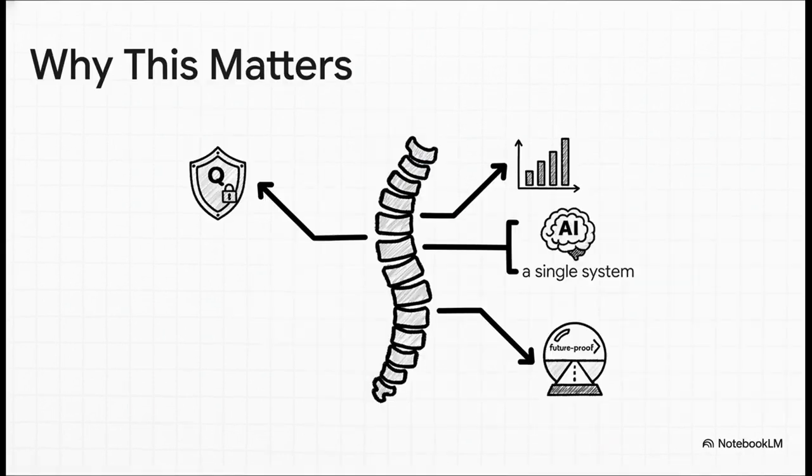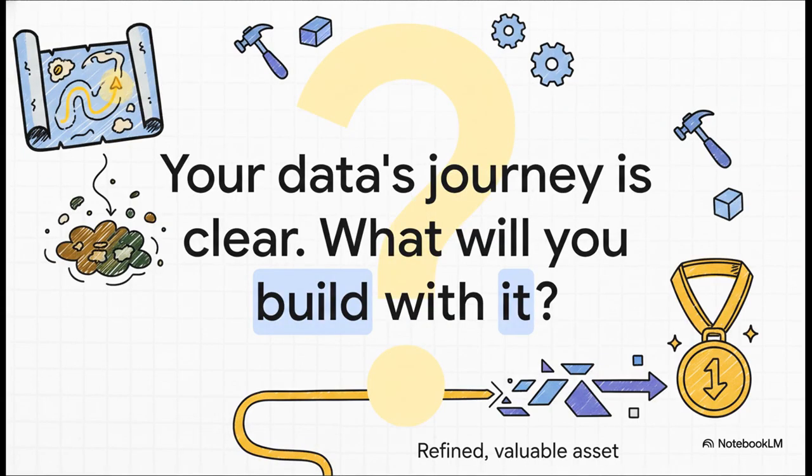So why does all of this matter? It matters because this pattern has become the backbone of pretty much every modern data platform. It's how you guarantee data quality and governance. It's how you can finally power both your traditional BI and your advanced AI from a single, unified, and truly future-proof system. So we've laid out the map. We've shown you the golden path for your data. The journey from a messy swamp to a refined, valuable asset is clear. The only question left is, what are you going to build with it?